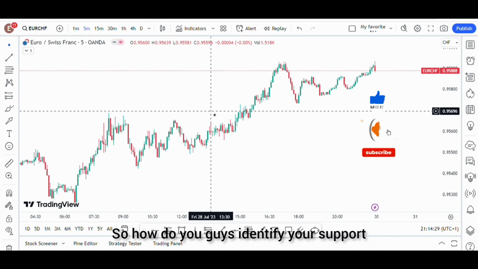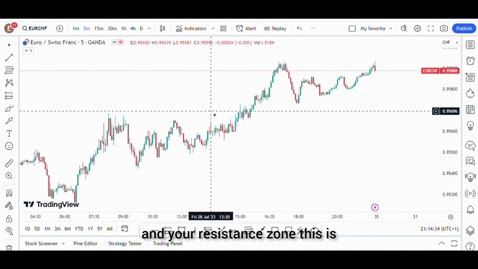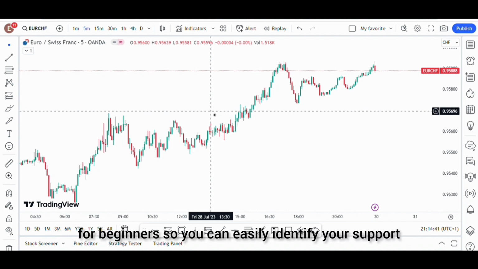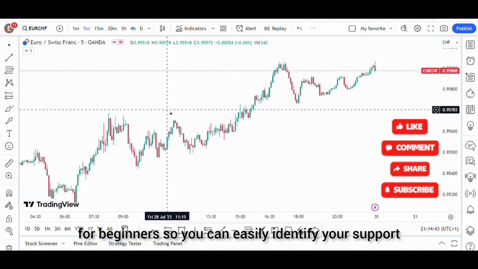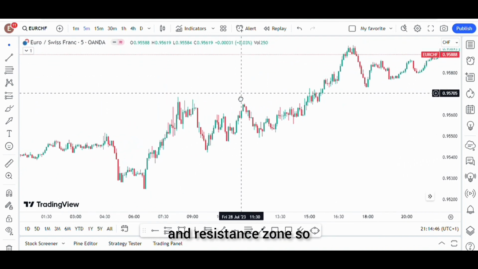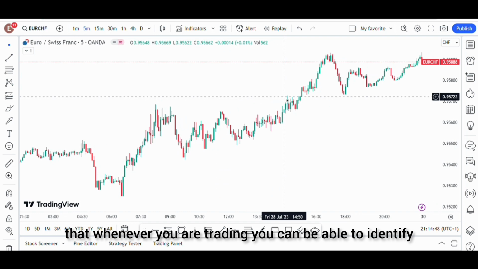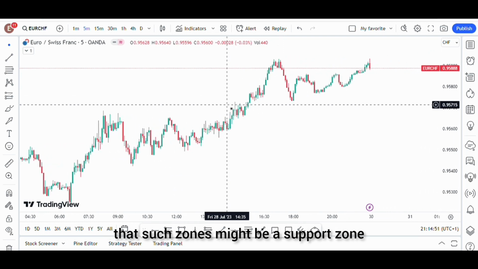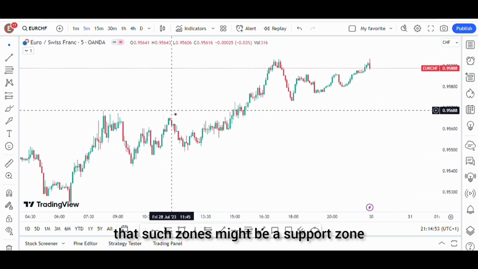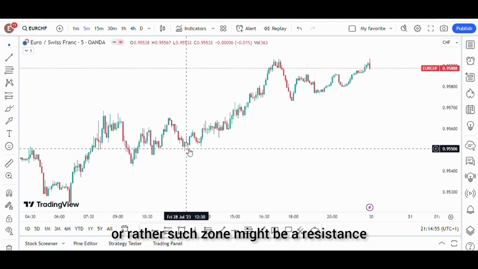So how do you identify your support and your resistance zone? This is what I'll be talking about in today's video for beginners, so you can easily identify your support and resistance zone, so that whenever you are trading you can identify that such a zone might be a support zone, or rather such a zone might be a resistance zone. So before we go, I will ask this question.